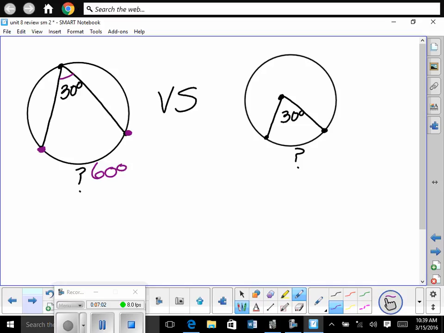Very good. So what about this one? Is this times 2 equal to this? No, that's a central angle. Central angles equal their intercepted arc. So this opens up on the arc from here to here, so what would this be? 30 degrees. Questions on the difference? Make sure you know the difference.